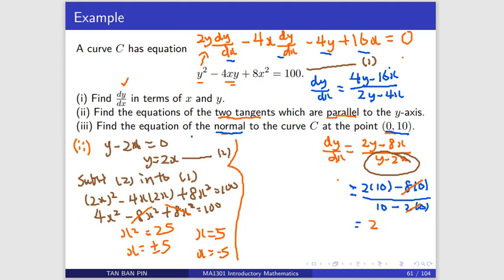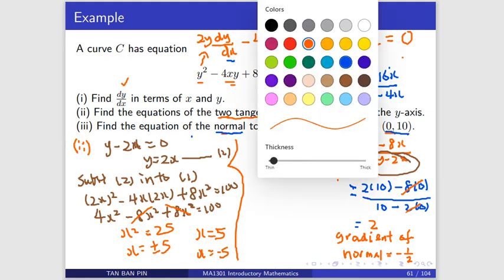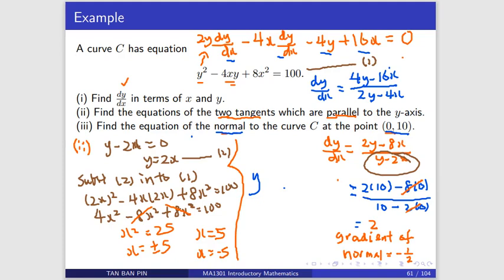So that means if you consider the gradient of the normal, it will be minus half. It's actually minus 1 over 2. Remember, the gradient of the tangent times the gradient of the normal is minus 1. So that means the gradient of the normal will be minus half. So with that you can find the equation of the normal line. So it will be just y equal to minus half x.